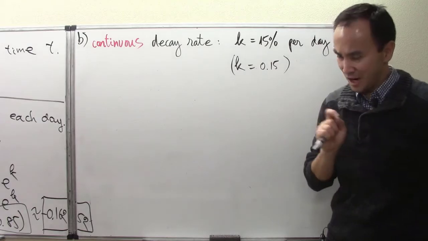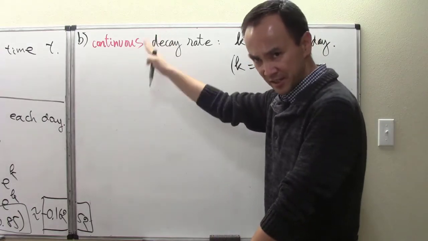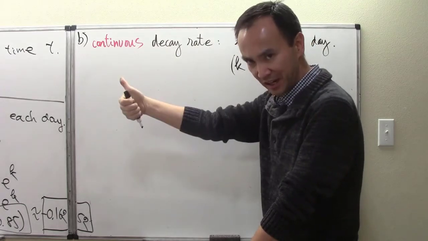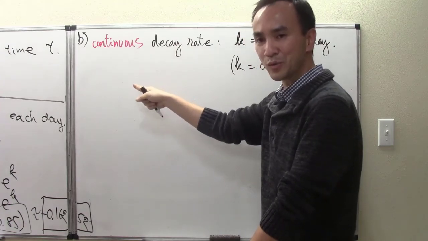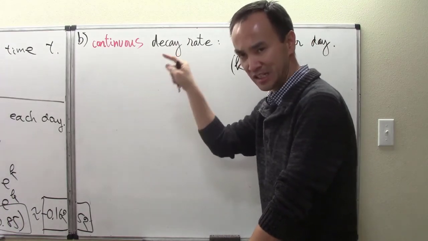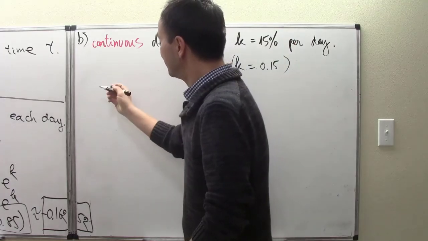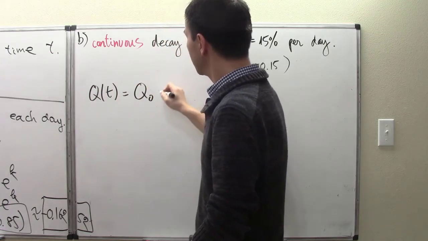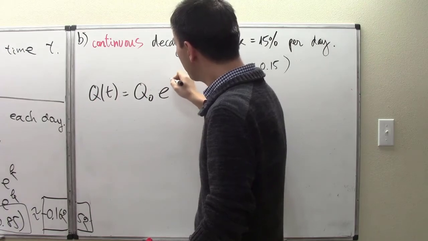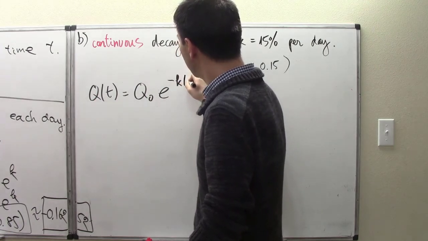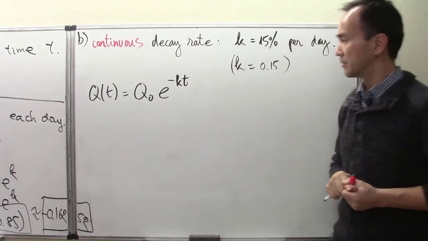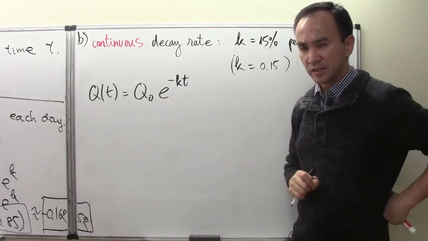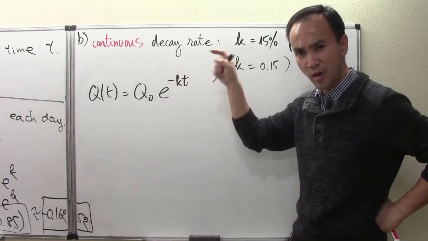All right. Upon realizing that this is the continuous decay rate, it's a lot more direct, right? It's the first thing in line, the most direct. The model to use here is the continuous decay model. So here I'm looking at Q of t equals Q sub 0 times e to the negative kt. I put a negative here because I know it has to be a decay.